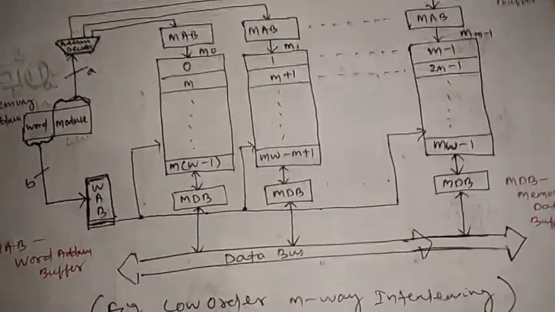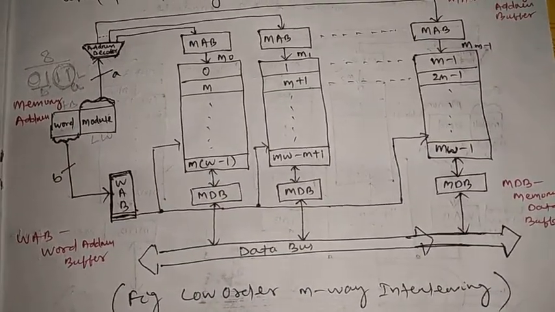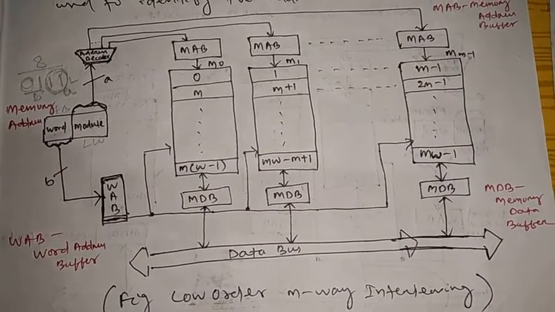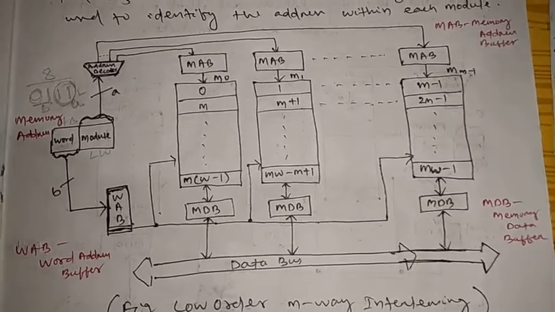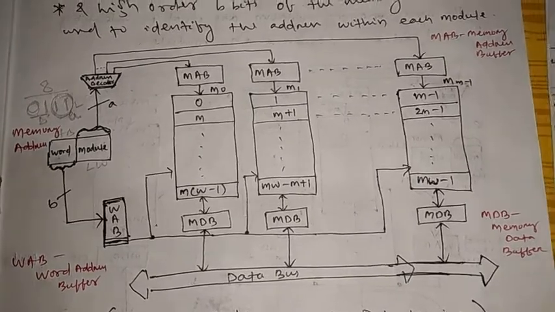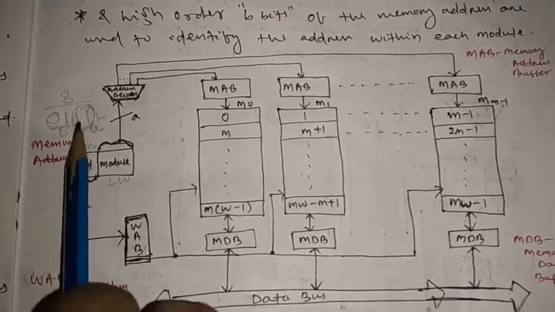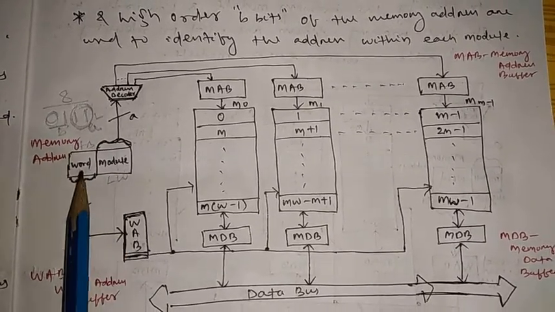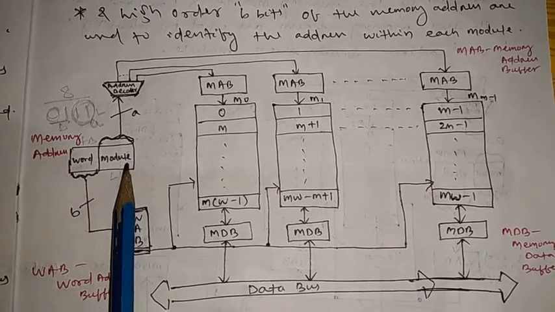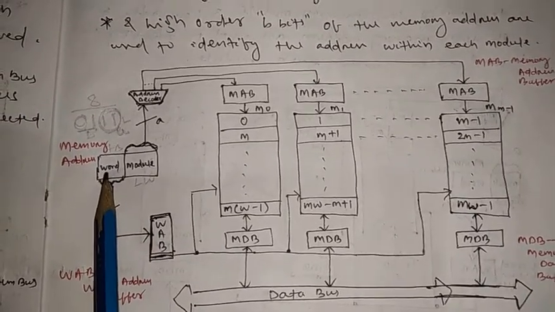Okay, so let's explain through this diagram. This is the low order memory interleaving diagram. So how are the data arranged? Look, these are the bits. Suppose this is 0 1 and this is 1 1. So this is the A bit and this is the B bit. This is the low order bit or LSB, and this is the high order bit or MSB.